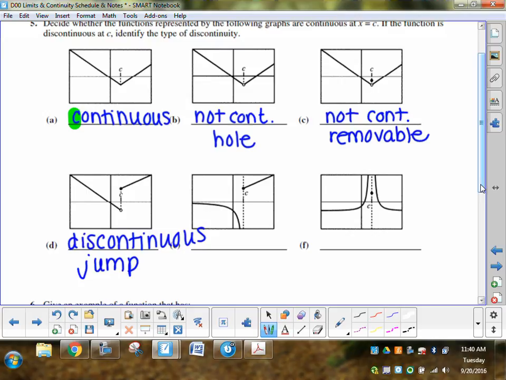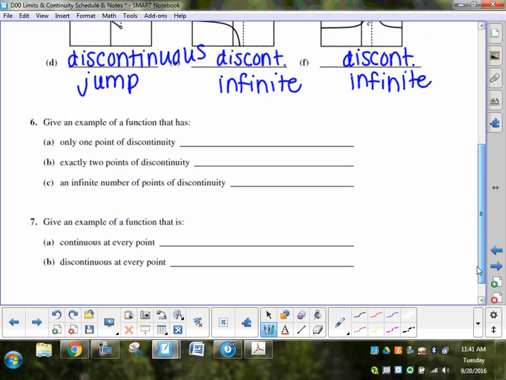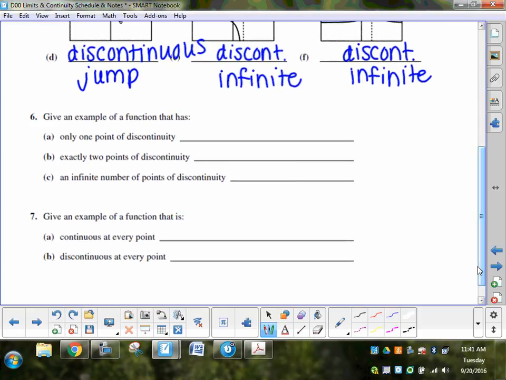Now, how about for E? Hannah, is that continuous or discontinuous? What type of discontinuity do you have? How about for F, Sierra? And what type? Terrific. Terrific.